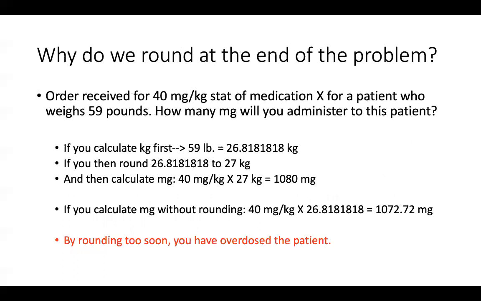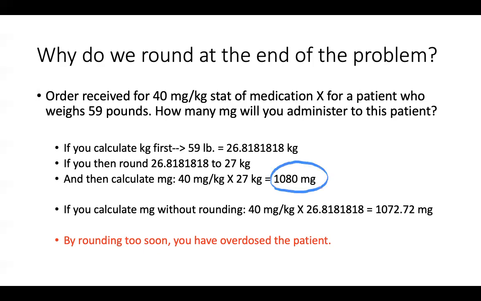Okay, so in this example here, you have an order for 40 milligrams per kilogram of a medication for a patient who weighs 59 pounds. So let's look at what happens if we solve for kilograms first and then round. If we calculate kilograms, we take 59 pounds and convert that to kilograms. We get 26.8181818 kilograms. If we round that up, we're going to round it to 27 kilograms. If we then use that 27 kilograms and calculate our dosage, we end up with 1,080 milligrams.